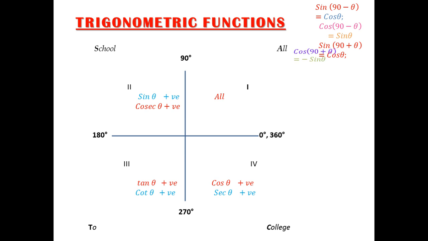Next example, cos 90 plus theta. Listen to it carefully. Cos 90 plus theta. Now 90 plus theta, again second quadrant. We are adding in 90, so we have to change also. Cos. Cos is positive or negative in second quadrant? Cos is negative in second quadrant, so our answer is minus sine theta.